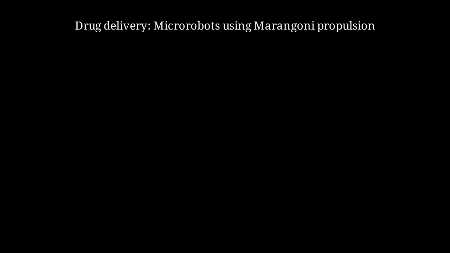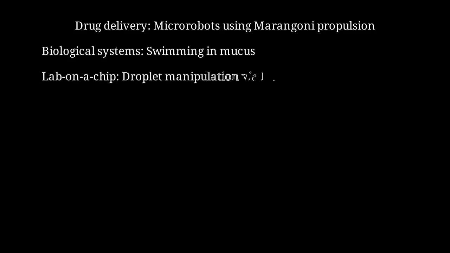These violations have important real-world applications. Researchers are developing microrobots for drug delivery that use Marangoni propulsion. They can navigate through bodily fluids by releasing surfactants. Many biological systems involve swimming in viscoelastic fluids like mucus. Understanding these violations helps explain bacterial motility in complex biological environments. Lab-on-a-chip devices use Marangoni flows to manipulate droplets for chemical analysis and biological assays.